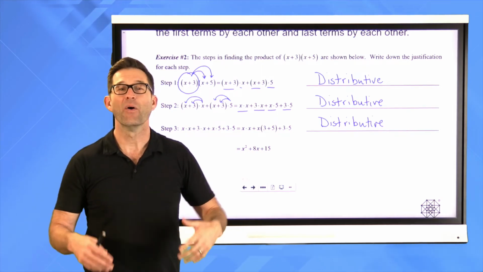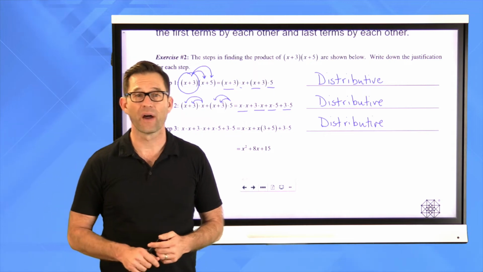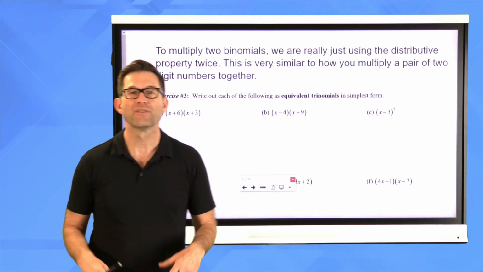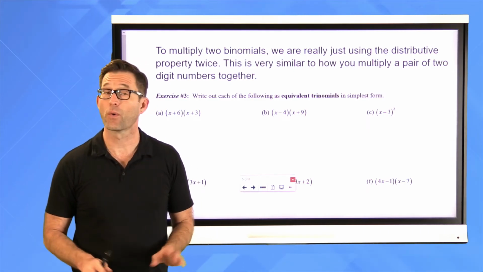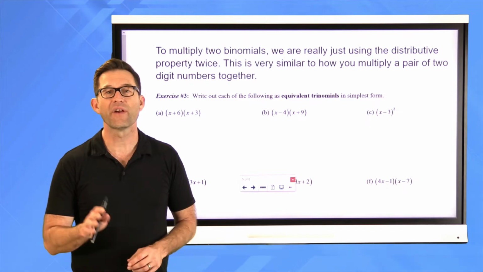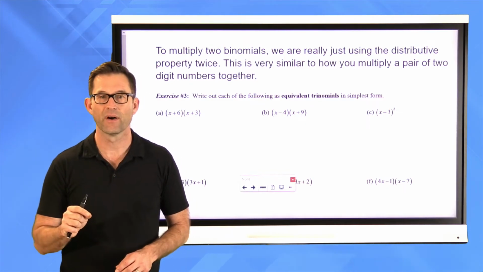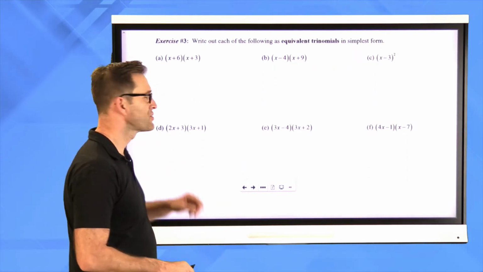Okay, now we want to be able to justify those steps, but what we really want to be able to do is find these products. Let's get some practice on that. To multiply two binomials, we're really just using the distributive property twice, or 3 times maybe. This is very similar to how you multiply a pair of 2-digit numbers together. Okay, so let's get some practice on this in exercise number 3.